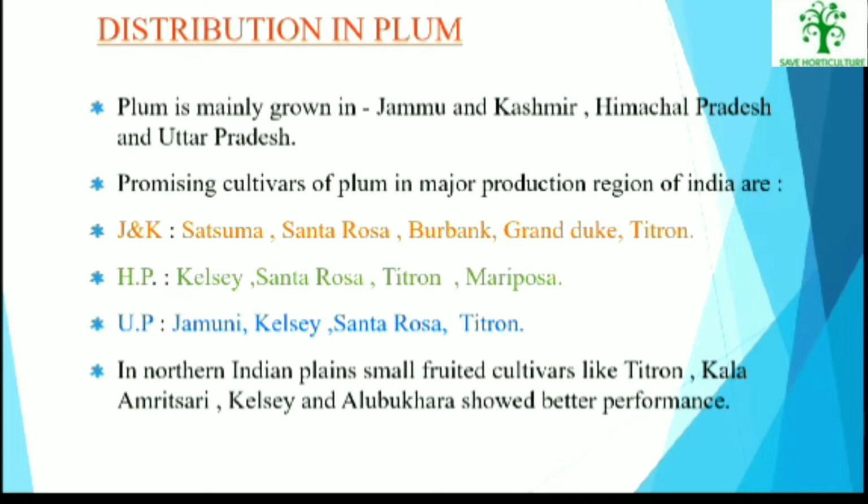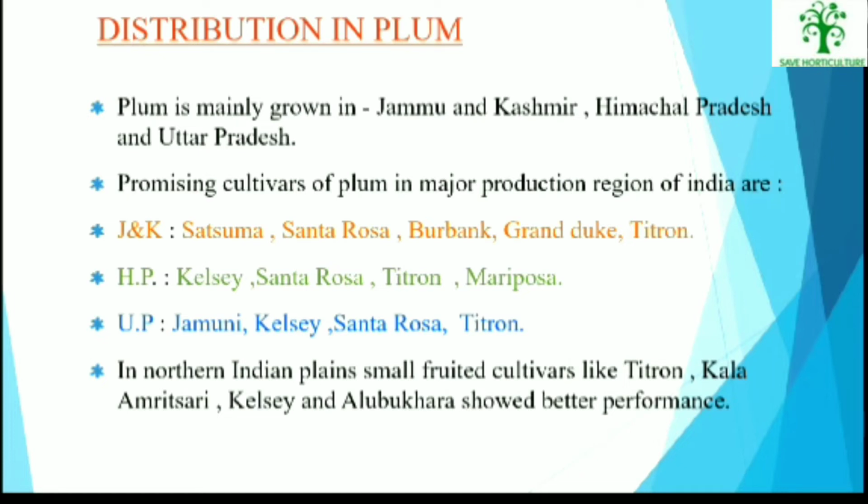Distribution of plum. Plum is mainly grown in the regions of Jammu Kashmir, Himachal Pradesh and Uttar Pradesh. The promising cultivars of plum in major production regions of India are as follows. Jammu Kashmir: Satsuma, Santa Rosa, Burbank, Grand Duke, Titron. Himachal Pradesh: Kalse, Santa Rosa, Titron, Mariposa. Uttar Pradesh: Jamuni, Kalse, Santa Rosa, Titron.